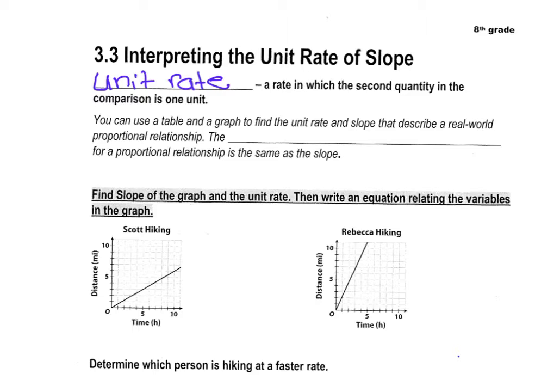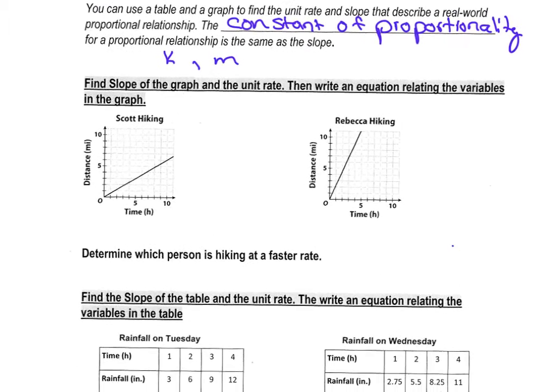The constant of proportionality for a proportional relationship is the same as slope. We've already talked about that. That K value is the same thing as M. So remember, K was your constant of proportionality and M is your slope, right? They're the same. So if you're writing equations, you can interchange K and M. They're both slope. So we're going to use these graphs here to find the slope and then make it a unit rate. So that means our denominator will be 1.